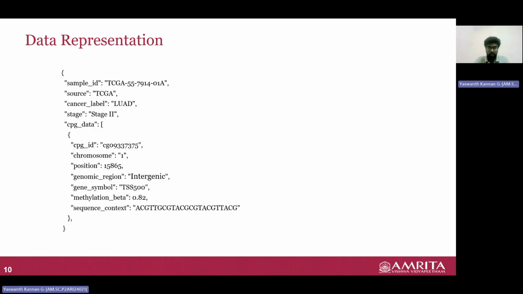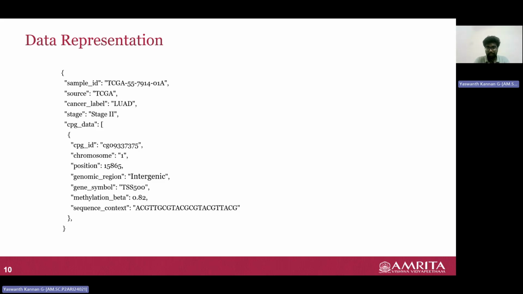So this is a representation of a structured data format, an aggregated data set which has been transformed from the actual raw data sets. Each sample is represented in a structured JSON format, which allows us to organize both clinical data and CpG-level information efficiently. At the sample level, we store the sample ID, data source, cancer label, and cancer stage.